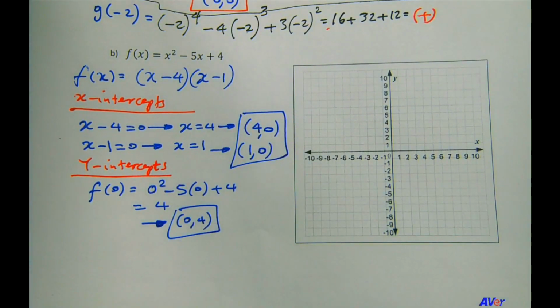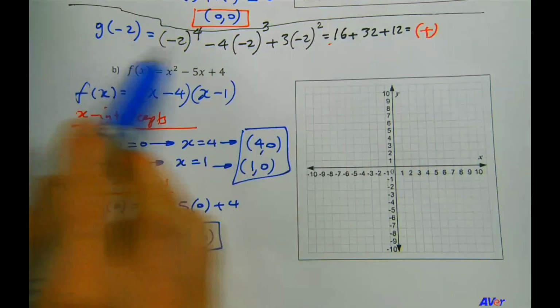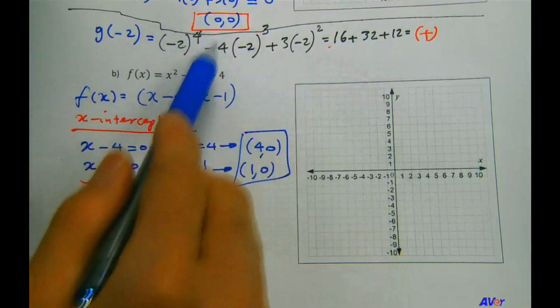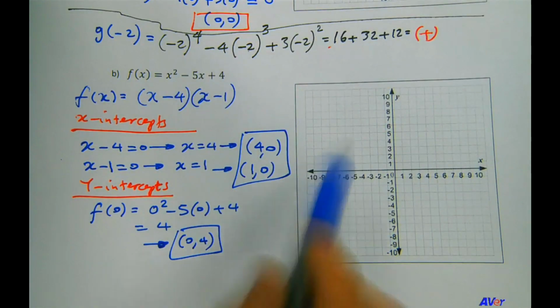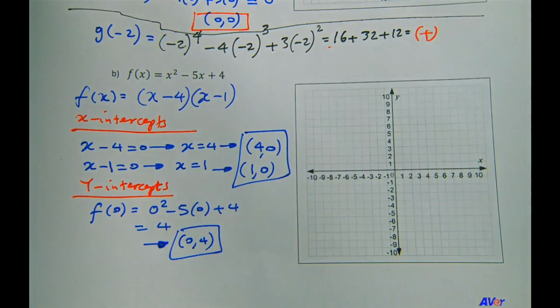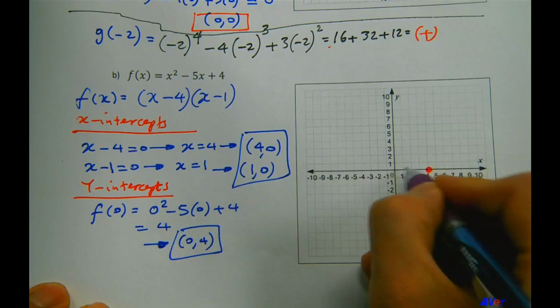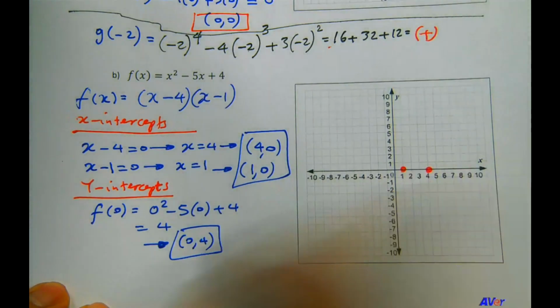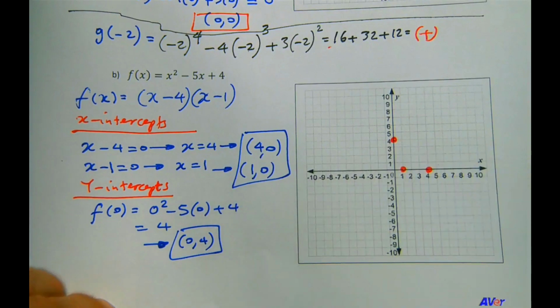So we might have to test a point, just like what we did for the previous exercise. We might have to test a point to see from which side the line of the graph is approaching each of these zeros. Okay, so 4 comma 0 would be here, 1 comma 0 would be here, and 0 comma 4 would be here, right?